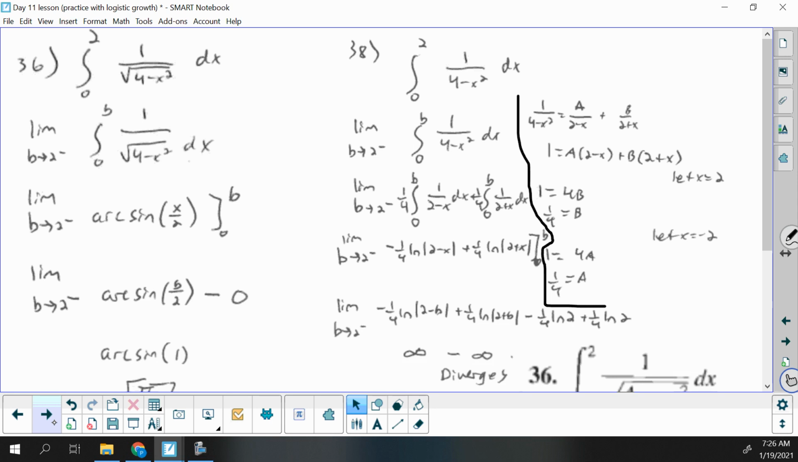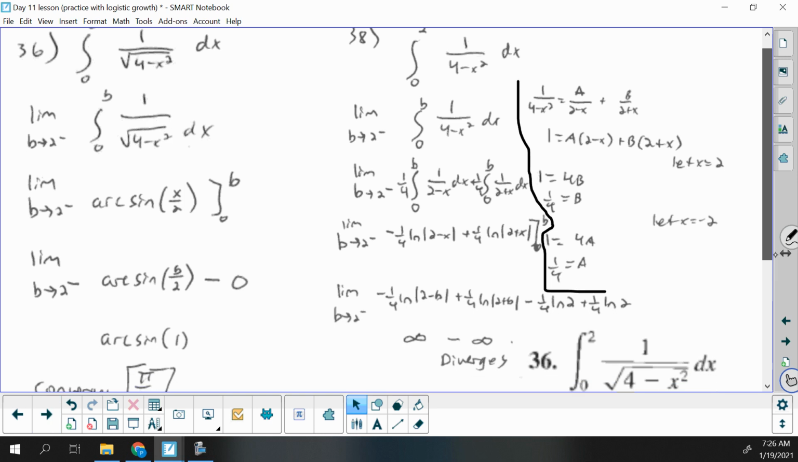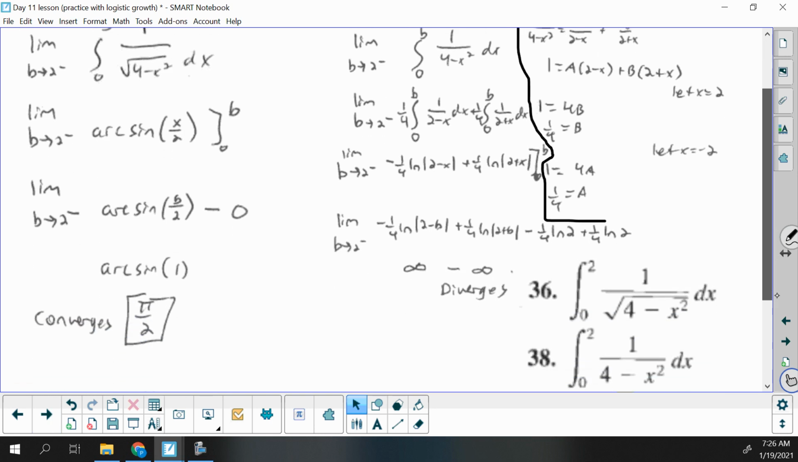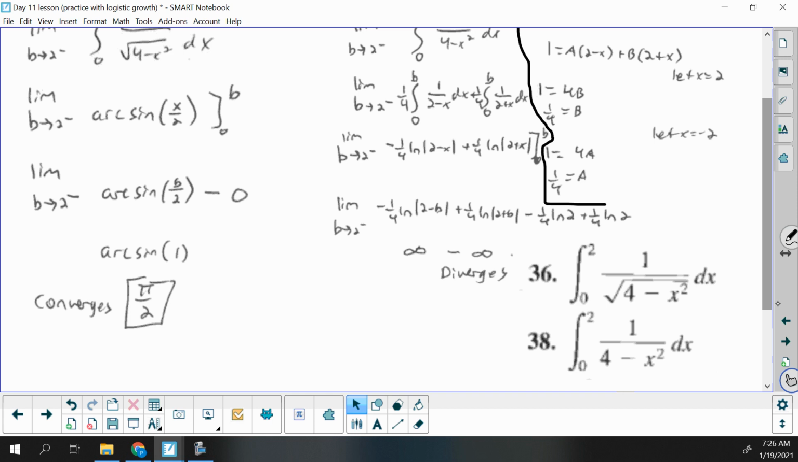For 36, the 2 is our issue, so we'll do limit as b approaches 2 from the left. That's an arc sine with an a value of 2. When we fill in, it'll give us arc sine of 1, which is just pi over 2. The 0 gave us arc sine of 0, which is 0, so that one does converge.